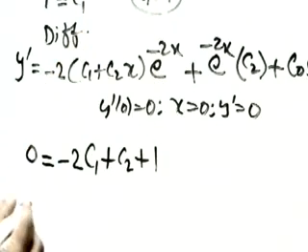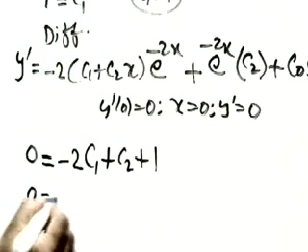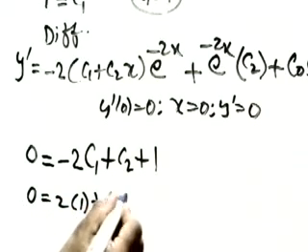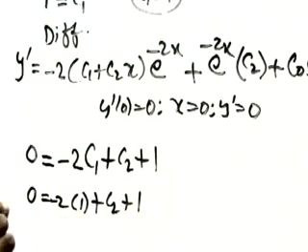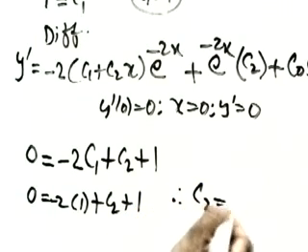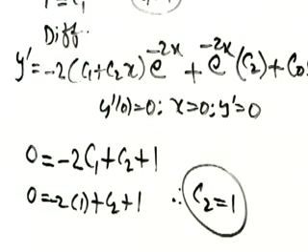Now let me substitute c1 here. We just got c1 as 1. So substitute 1: 0 equals minus 2 into 1 plus c2 plus 1. Minus 2 plus 1 is minus 1. If you bring minus 1 to the other side, it will be plus 1. So c2 equals 1. So we got this c1 and c2.